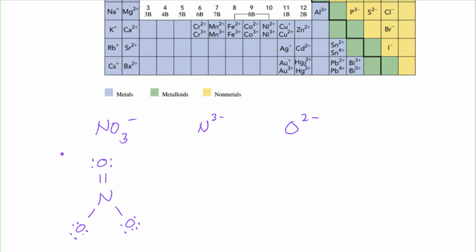One way to show the overall charge would be with brackets. You can also show individual formal charges, but I'm not doing that here. So again, keep in mind that polyatomic and monoatomic ions are completely different things. Nitrate is not composed of nitride and oxide. If you wanted to draw an equivalent structure for oxide, it would look something like this, where there's a full octet around the oxygen atom. The oxygen atom gained 2 electrons, hence a negative 2 charge, and you have a full octet of 8 electrons in its valence shell.